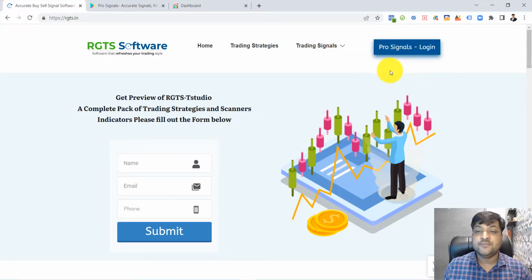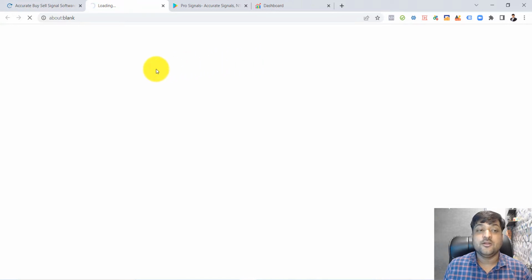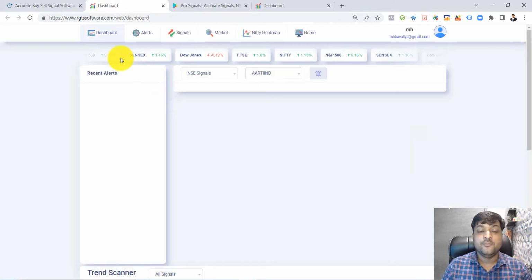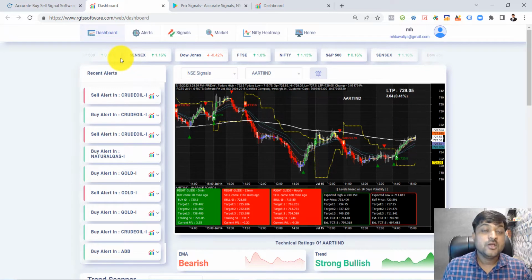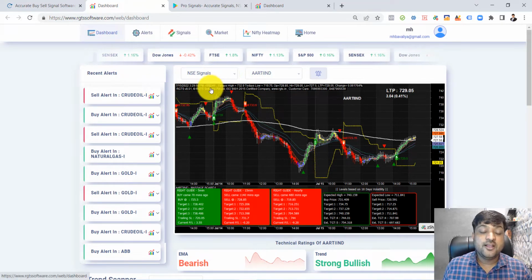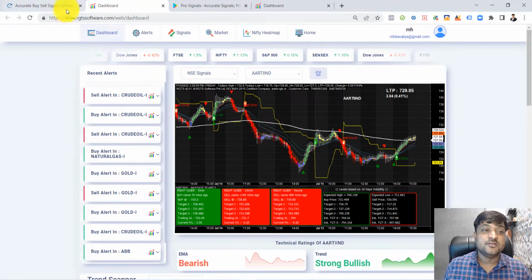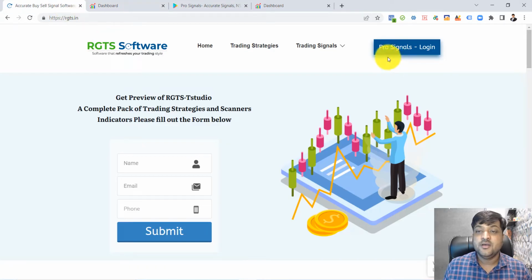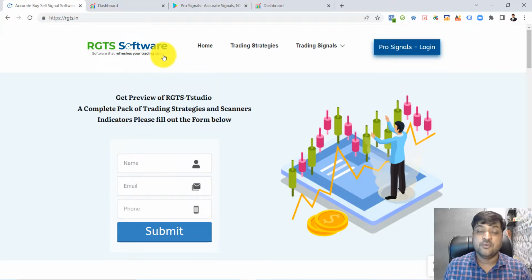So if you want to use the website, you have to log in on the www.rgts.in website. There is one option, ProSignal login. If you click on the ProSignal login, you are redirected to the login page. Right now I am already logged in, so the home page is coming now, right? So if you don't have the application, either ProSignals or ProSignal web, you just log in or sign up from your Android phone as well as from the website.